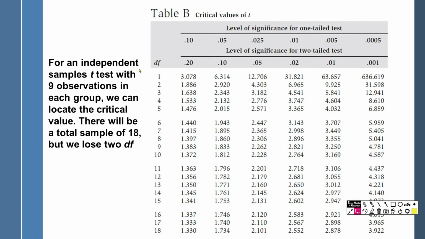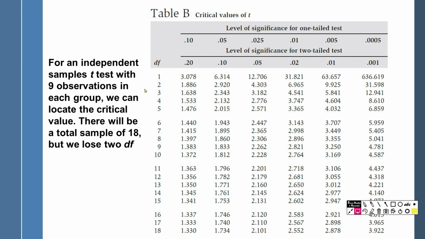Let's say we start with an independent samples t-test. You've got two groups. One is a treatment group, one is a control group. And we do the t-test, and we want to be able to reject the null hypothesis in order to show that the treatment really works. Let's say that we have 9 observations in each group. I'm doing a small sample here for illustrative purposes.